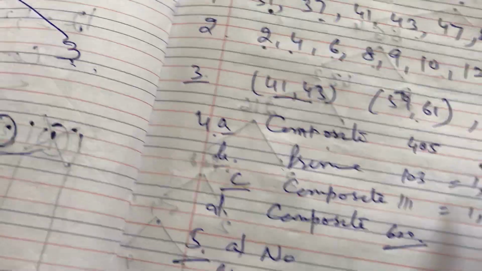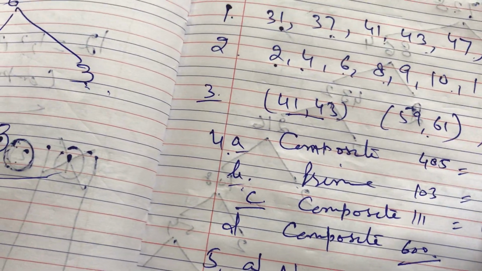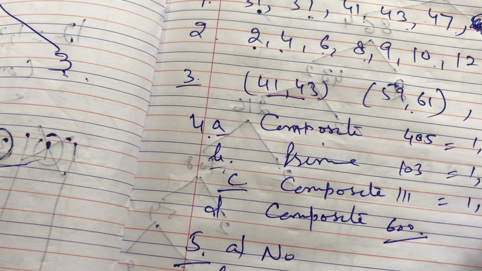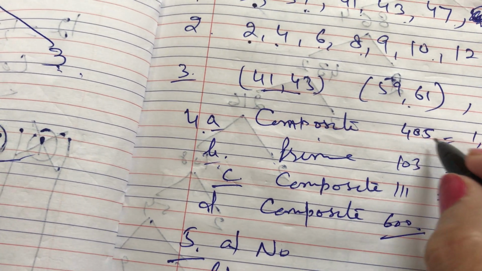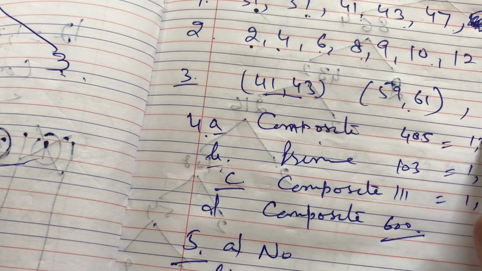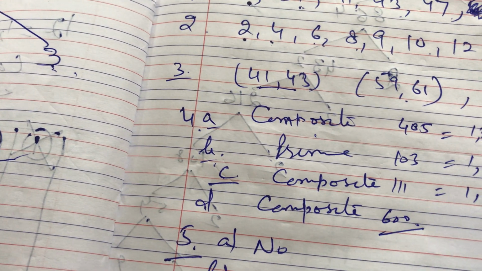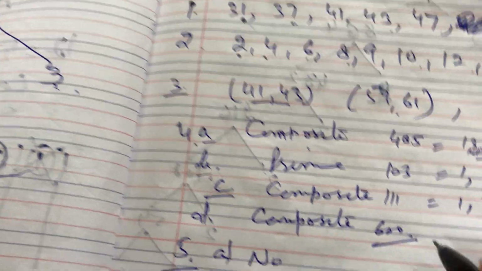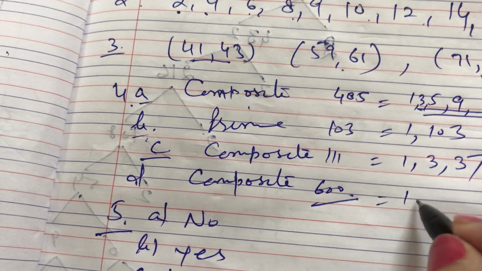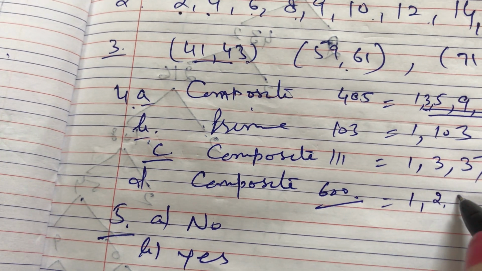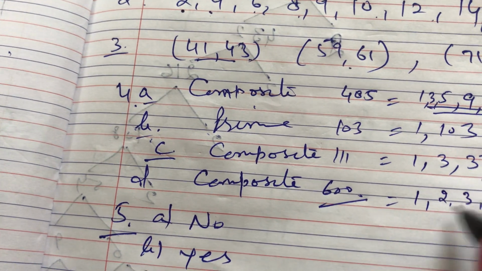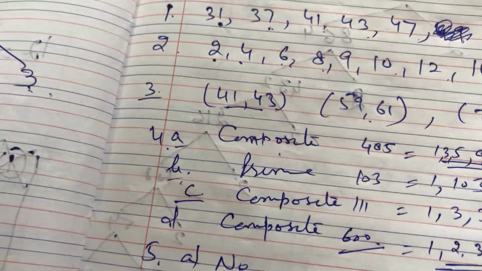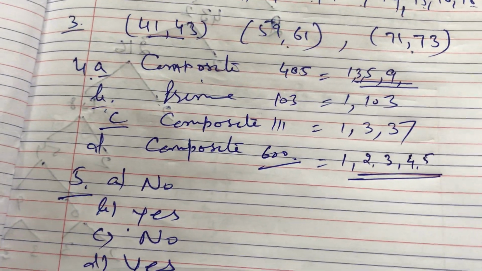405 has more than two factors: 1, 3, 5, 9, so it is composite. 600 has factors 1, 2, 3, 4, 5; these are more than two factors, so it is composite.